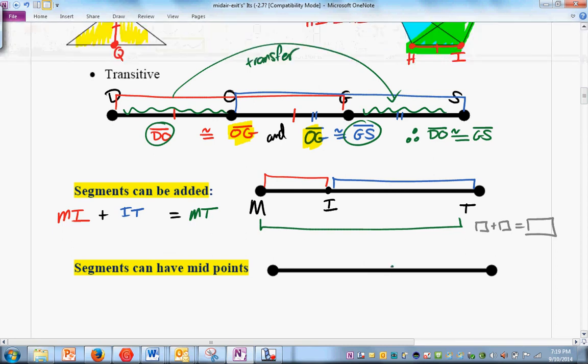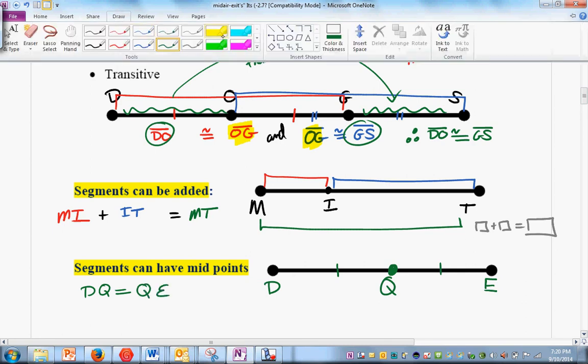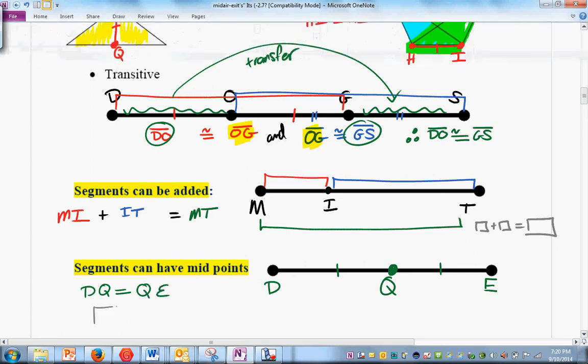Last property is that segments can have midpoints. Let's say Q here is a midpoint of DE. You'd have to have hatch marks. So in this case, the distance of D to Q would be equal to Q to E. If you were to have a midpoint, most likely you would be using an equation in which something is equal to something.